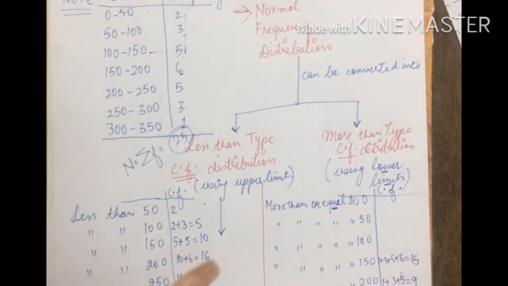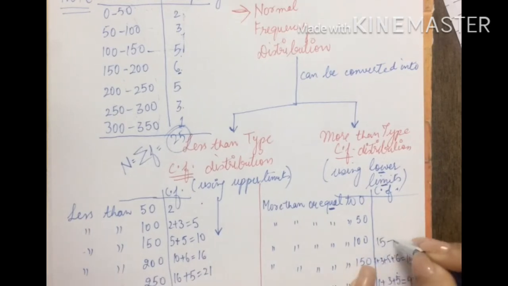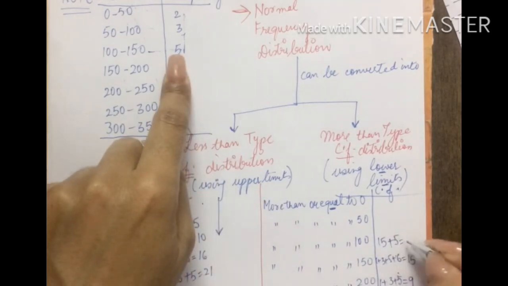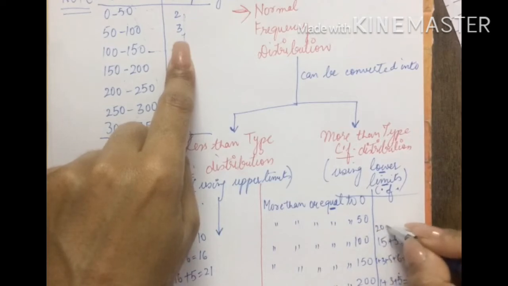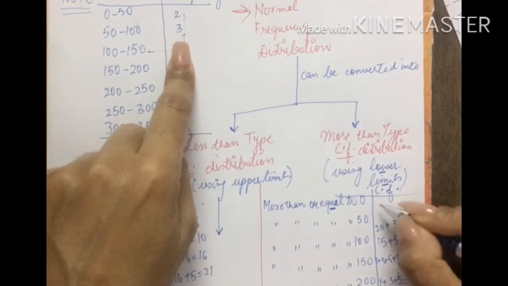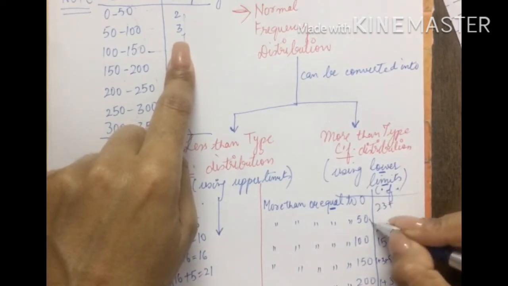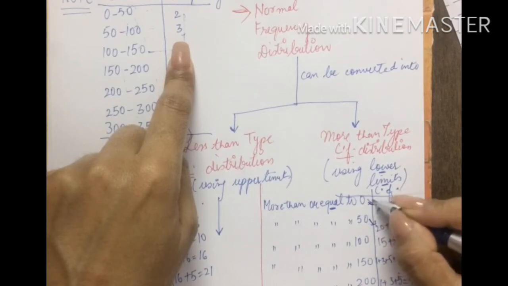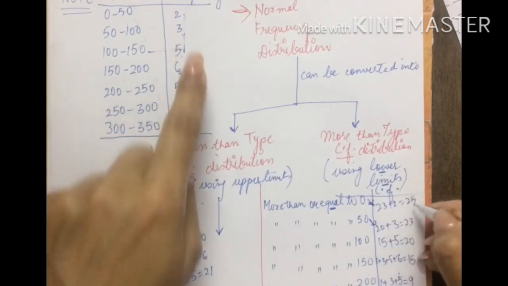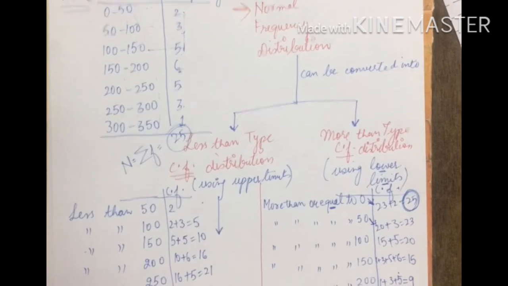Then keep on adding towards the top. 15. Let's add the next frequency, which is 5. This is 20. Then adding 3, this is 23. Then 23 plus 2 is 25. And finally, we reach the total.